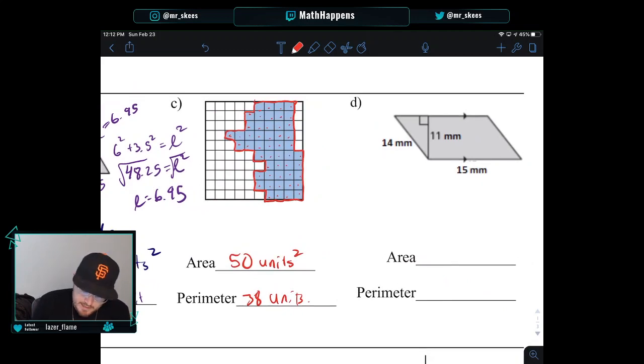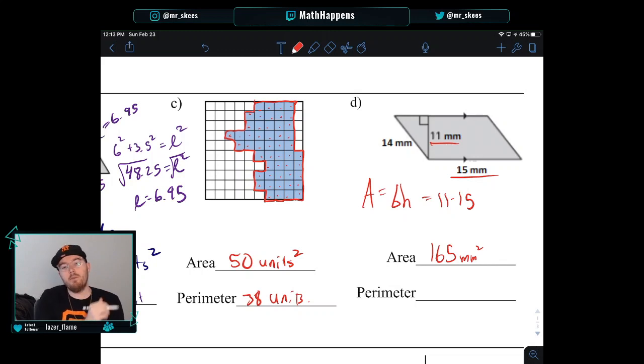Parallelogram, believe it or not, is basically the same thing as a rectangle, base times height, or length times width. But we call it base times height because the base here is 15, and then we're not taking the 14. Okay, that's not the height of the parallelogram, right? It's at a slant. The height is the measurement that goes straight up. So we're referring to the 11. So 15 times 11, I don't trust myself to do that in my head, 165 millimeters squared.